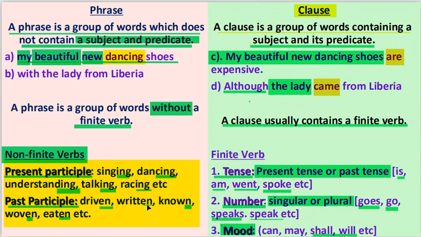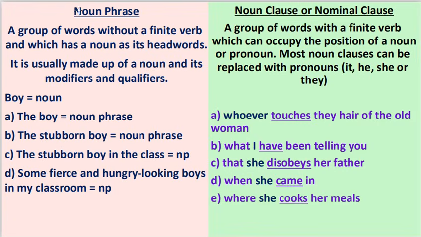Now that we have discussed phrases and clauses with examples, let's talk about types of phrases and types of clauses. We shall begin with noun phrase and noun clause. Let's begin from the left side of the screen. That is noun phrase. A noun phrase is a group of words without a finite verb and which has a noun as its head word and performs the function of a noun.